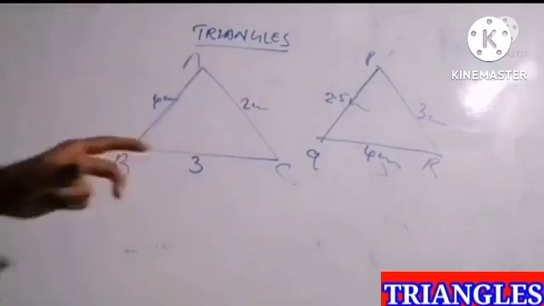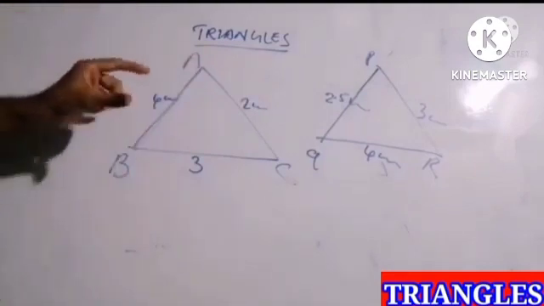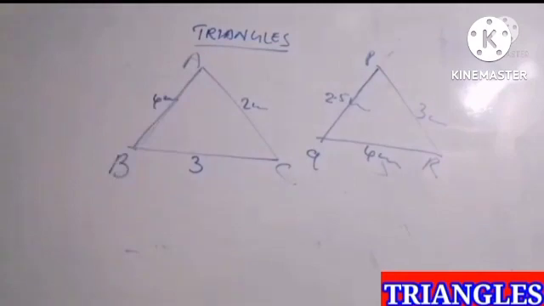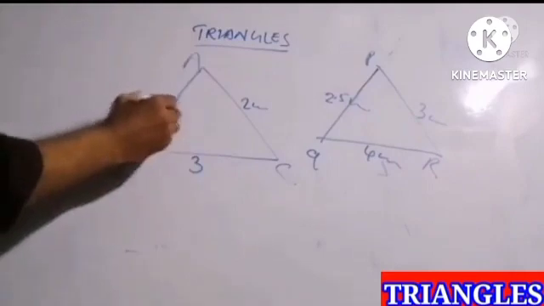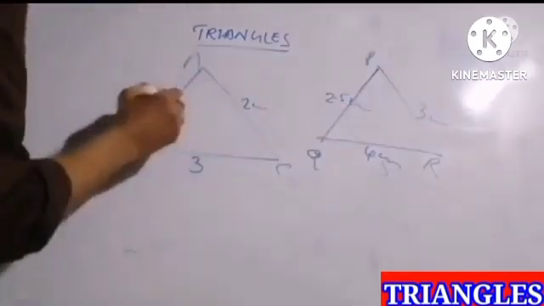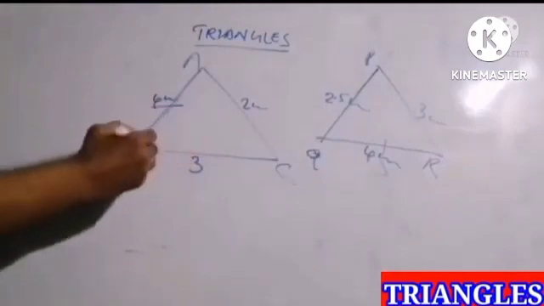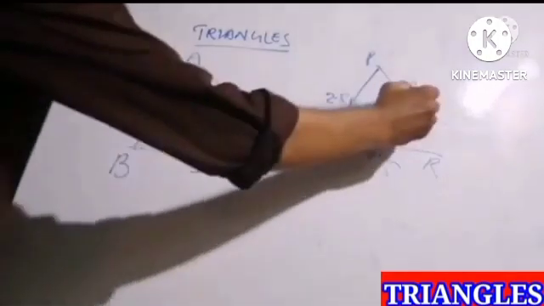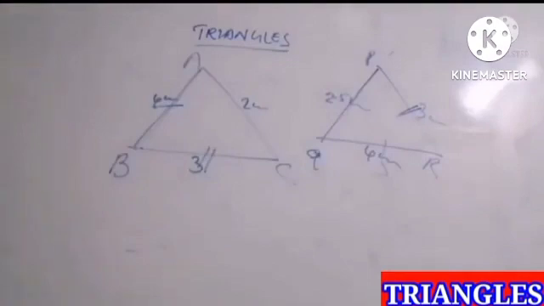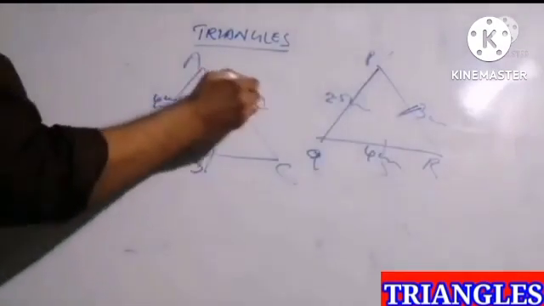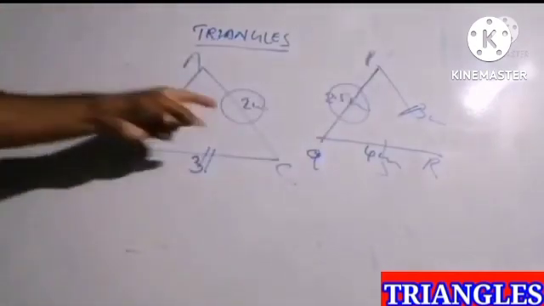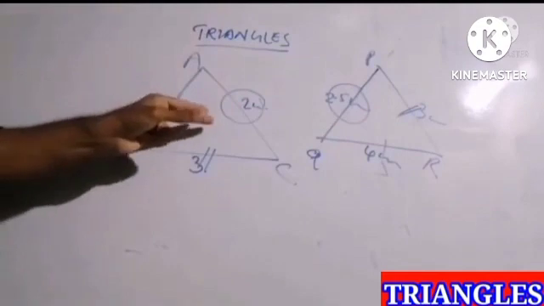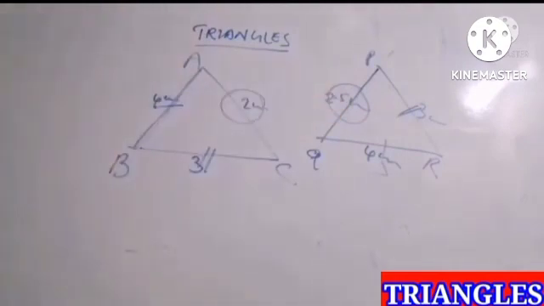They are not congruent because their sides are not matching. Not all the sides are matching. Some sides are matching. Here AB is 4, here QR is 4. So they are matching, equal. And BC is 3, and this RP is also 3. They are also matching. What about this side? This AC and PQ. They are not matching because their lengths are different. So these triangles are not congruent to each other.